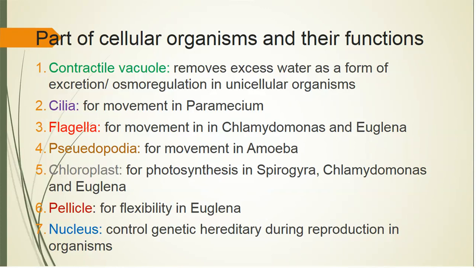5. Chloroplast is for photosynthesis and can be found in spirogyra, chlamydomonas, and euglena. 6. Pellicle is found in euglena and it is used for flexibility. 7 is the nucleus. The nucleus controls genetic heredity during reproduction in the cells or organisms.